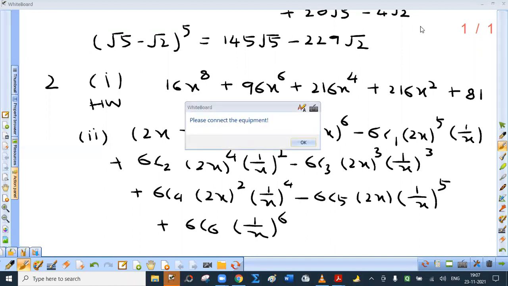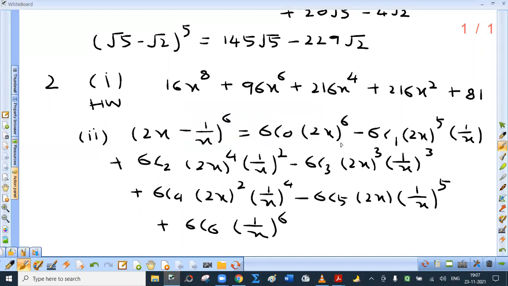So using binomial theorem, 6C0, 2x raised to 6 minus 6C1, 2x raised to 5 into 1 upon x. See, many students write minus 1 upon x here. Please don't do that. That sign we have already taken into consideration. Otherwise, it will be minus minus plus. Terms are alternately positive and negative. Okay. So plus 6C2, 2x raised to 4, square of 1 upon x, and so on. Now next job is to find binomial coefficients. Tell me binomial coefficients.